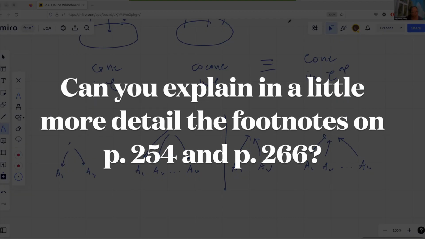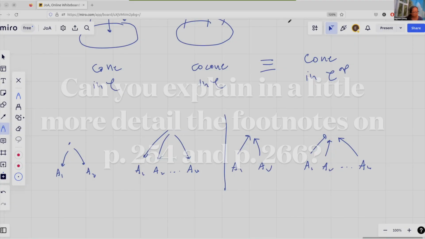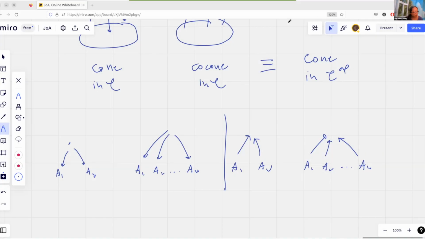Can you explain in a little more detail the footnotes? So there are several questions about this, the footnotes on page 254 and 266 about the abstract explanation of the optimistic method. What do you mean by cocones are harder to construct for sets of algebraic structure? Why are co-limits harder to construct? What's the more abstract explanation in terms of algebras for monads? And what's the difference between an algebra and a monad?